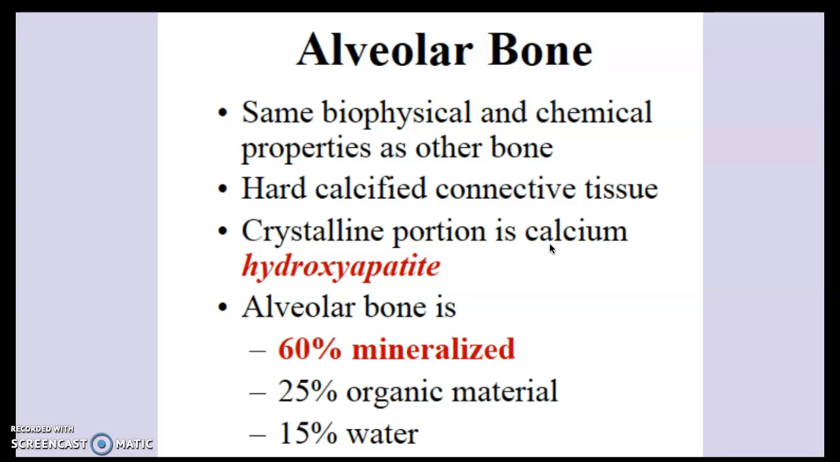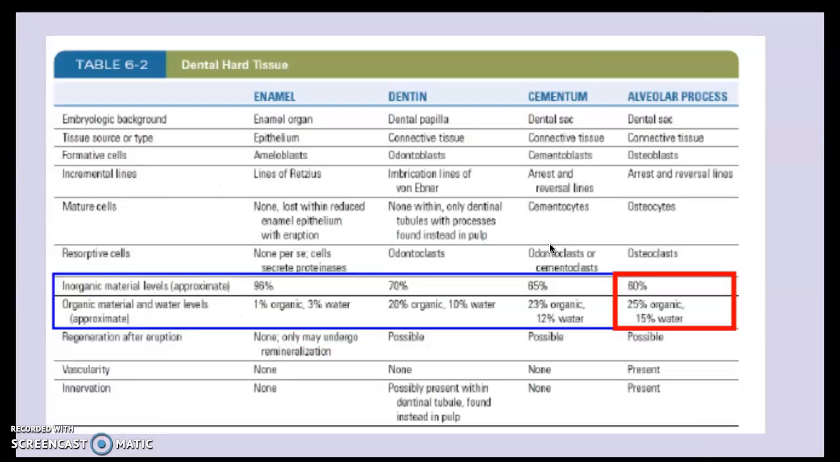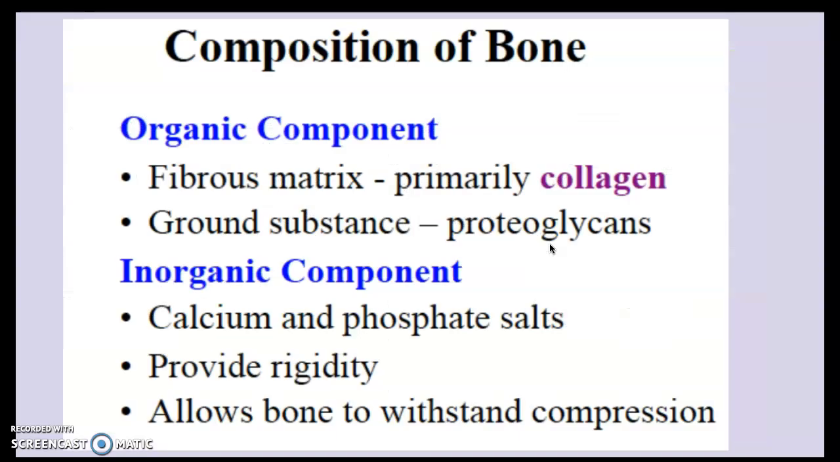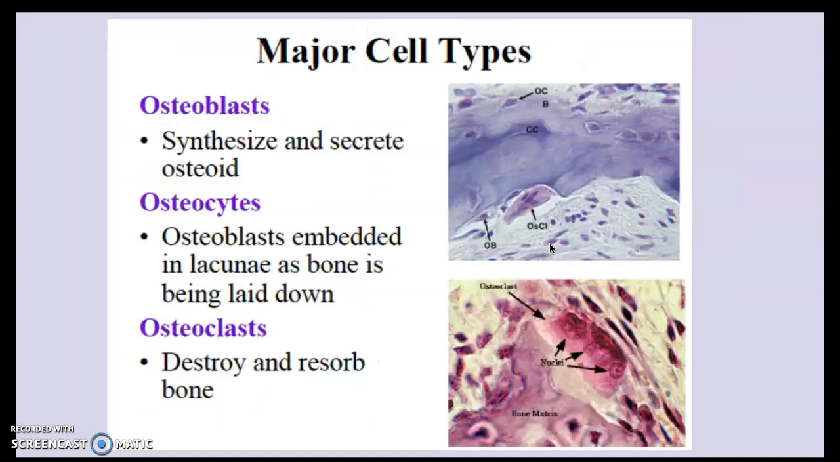The alveolar bone is 60% mineralized, 25% organic, and 15% water. The organic material, just like before, ground substance is proteoglycans, and type I collagen is the fibrous matrix. The inorganic component is calcium and phosphate salts. It provides rigidity and allows bones to withstand compression.